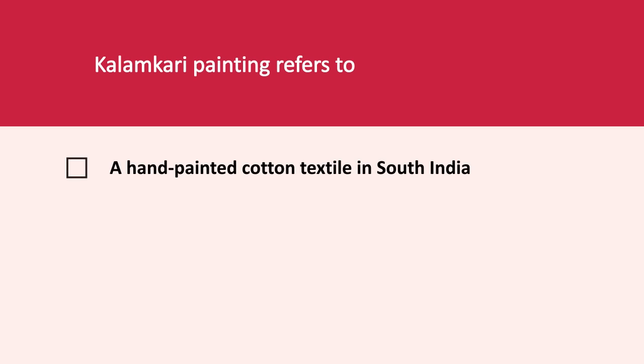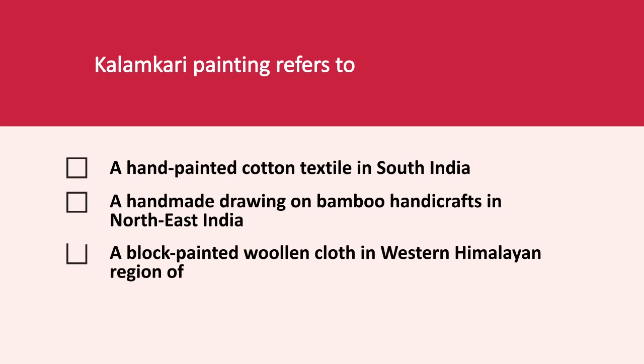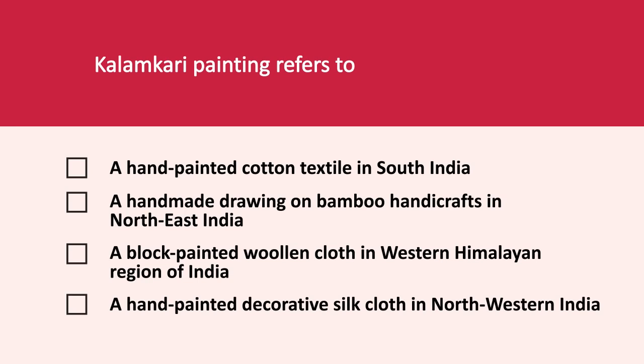And this answer was not too difficult to answer. But the second question was indeed difficult to answer. The question was on Kalamkari painting. The question read like, Kalamkari painting refers to, option 1: hand painted cotton textile in South India. Second, handmade drawing on the bamboo handicrafts in northeastern India. Third was a block printed woolen cloth in western Himalayan region of India. And the fourth was a hand painted decorative silk cloth in northwestern India.